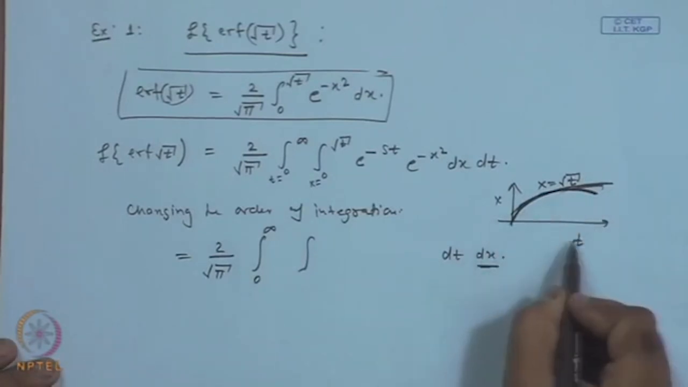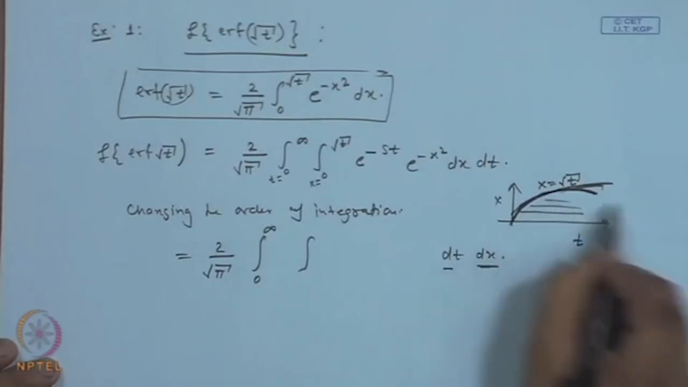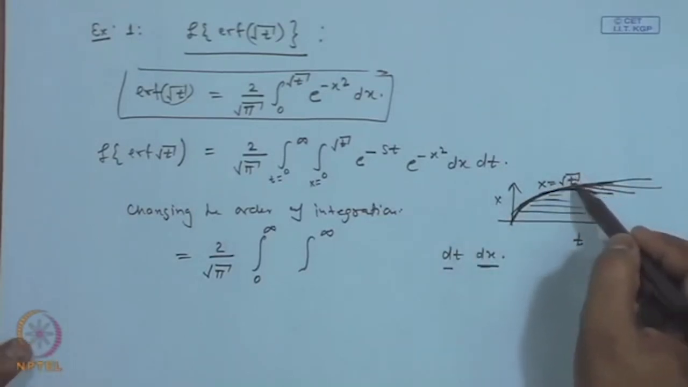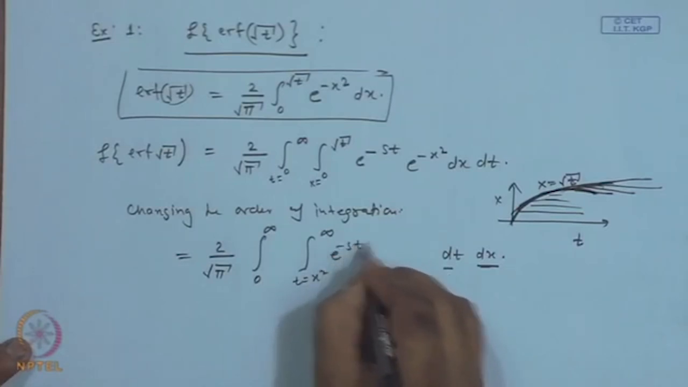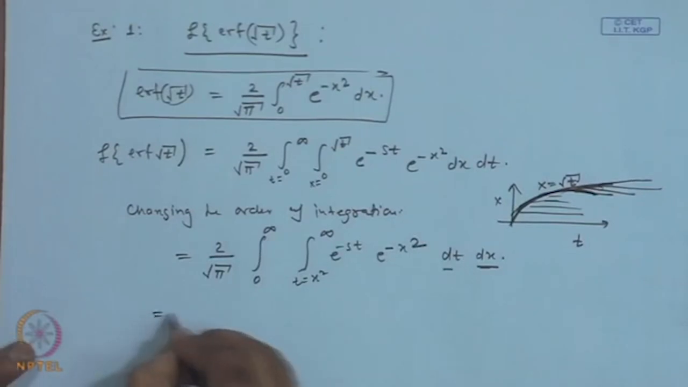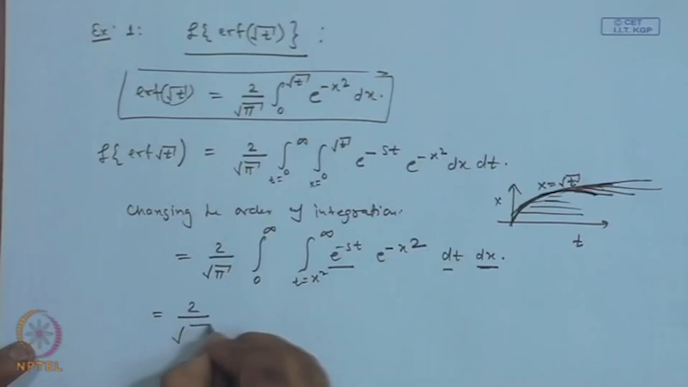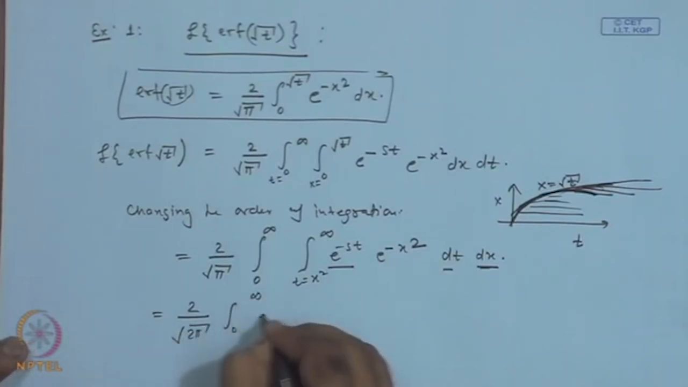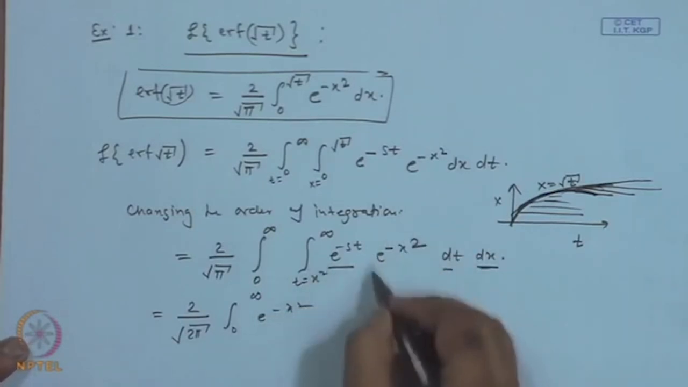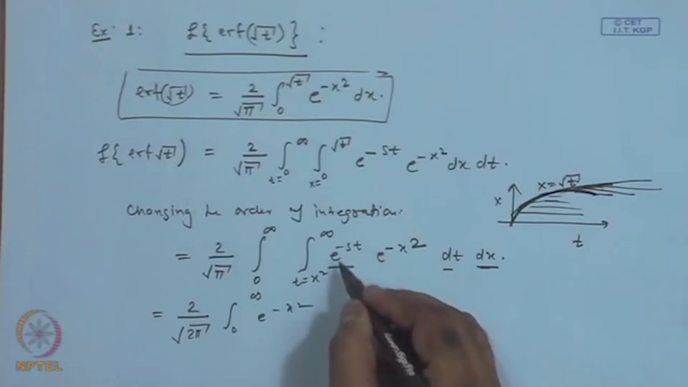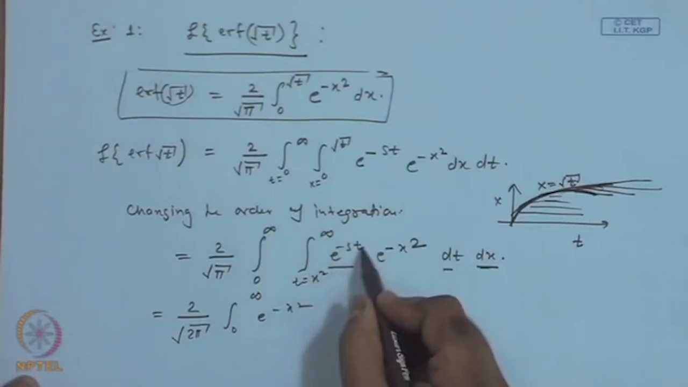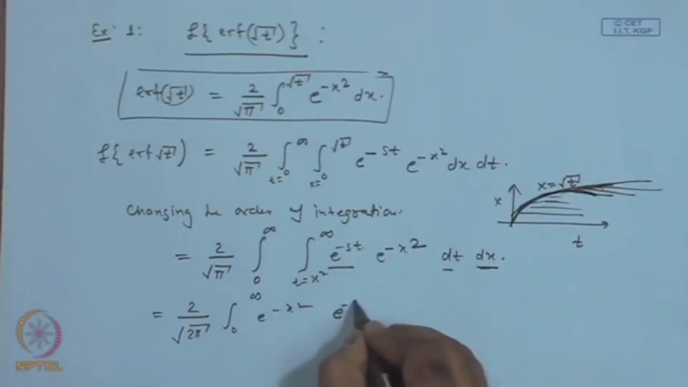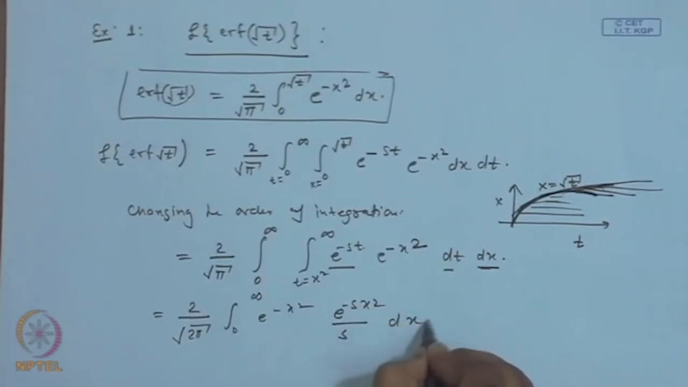and now for the t limits, we have this point to infinity, so the upper is infinity, and from this curve to infinity, for the t it's x square. So the limits go from x square to infinity for t, and we have e power minus s t and e minus x square. Now we can integrate the inner integral, e power minus s t. So 0 to infinity, e minus x square we take as it is, and e minus s t will be e minus s t over minus s, and as t approaches infinity this will be 0. So we have minus minus plus, and t is now x square. So what we will get is e minus s x square over s, dx.